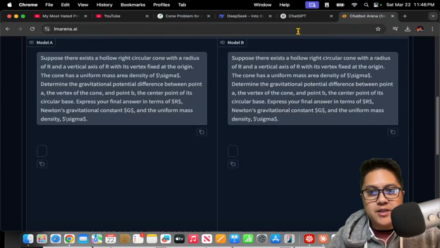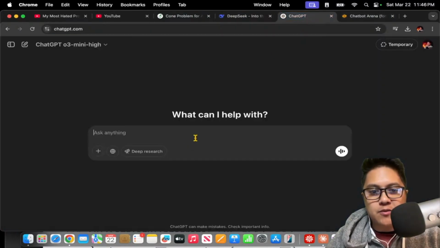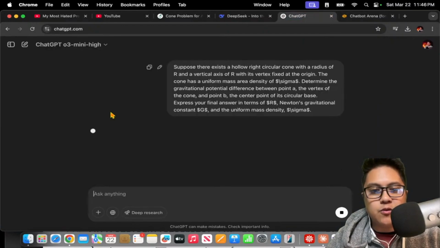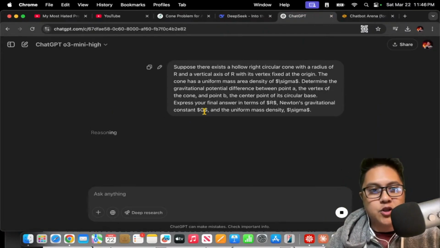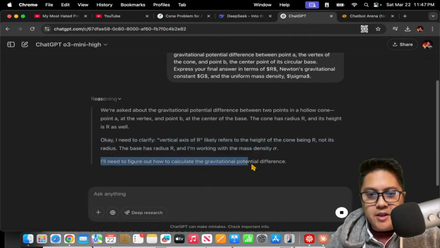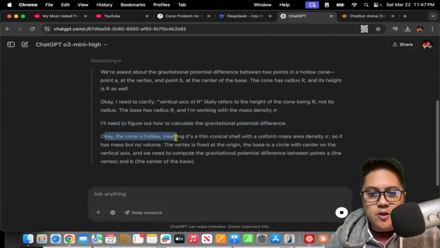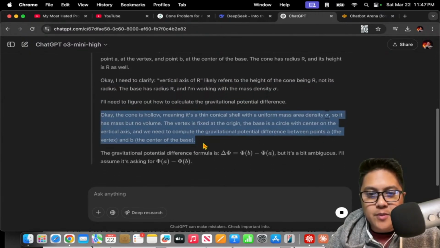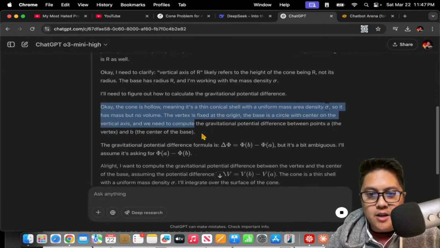And the chatbot arena is still going, so I might as well not waste any time and just drop it into GPT-o3-mini-high directly. Just see how that goes. Let's take a look at its reasoning here. I'll need to figure out how to calculate the gravitational potential difference. The cone is hollow, meaning it's a thin conical shell with a uniform mass density, so it has mass but no volume. Vertex is fixed at the origin. The base is a circle with the center on the vertical axis, and so on.